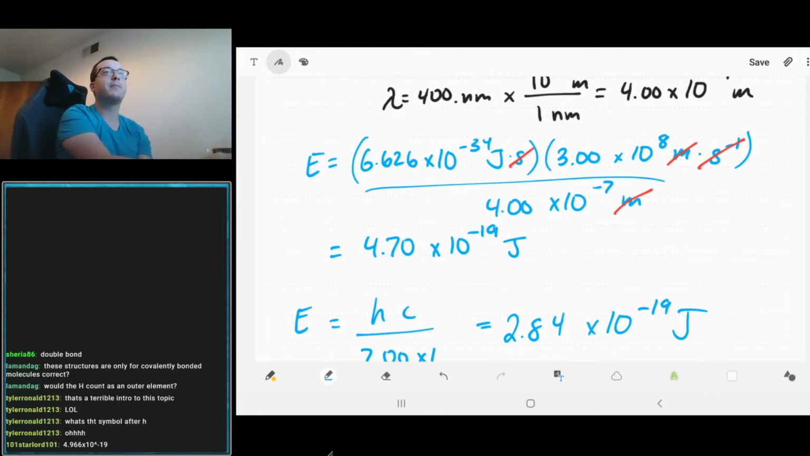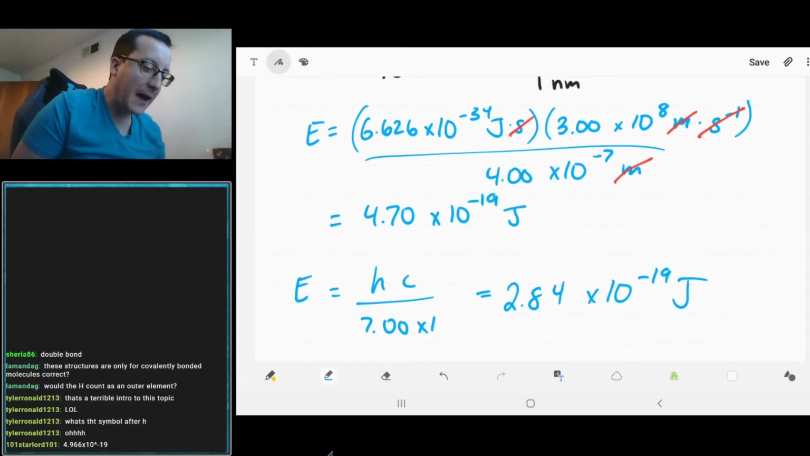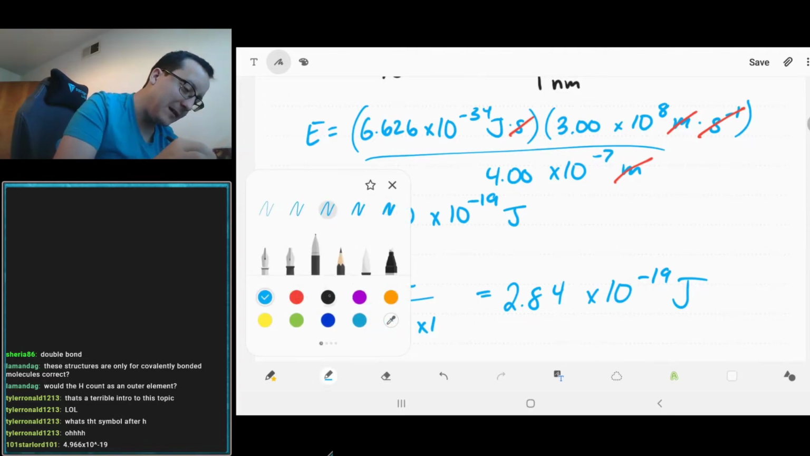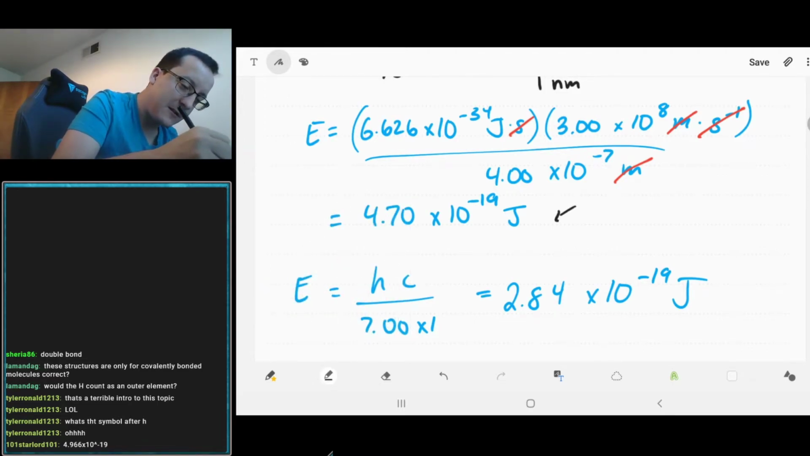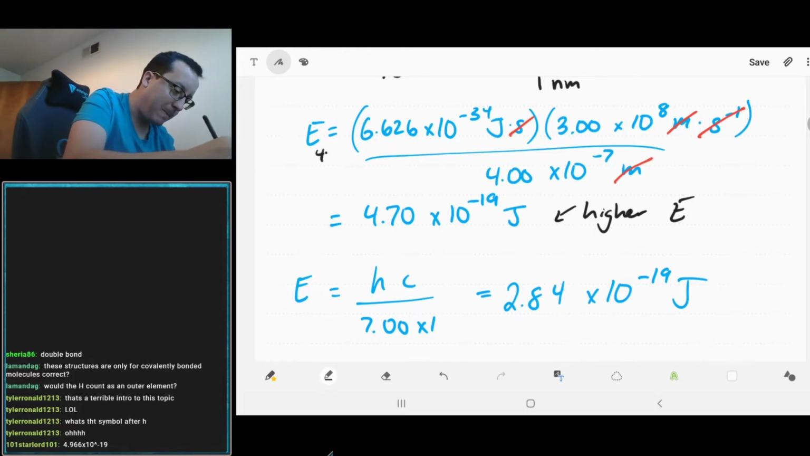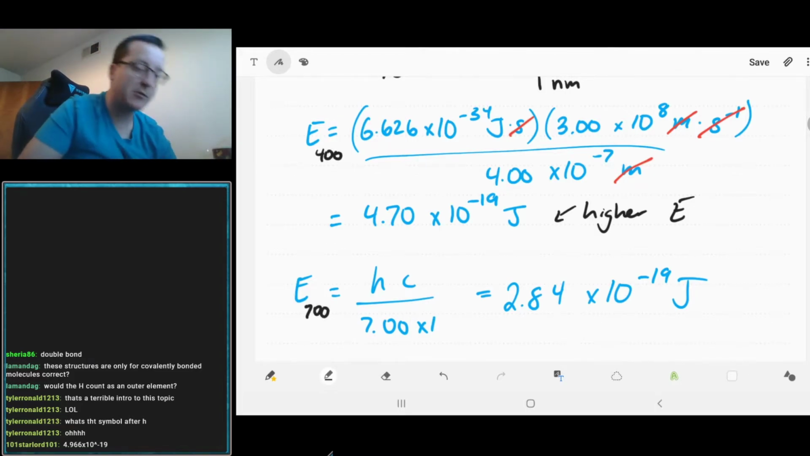But still sig figs, give us 3. Anyways, looking at these two, we can see again that this one is higher energy. So this was the 400, this was the 700. The 400 one has the lambda in the bottom, so if that one's smaller, our energy is going to be bigger.